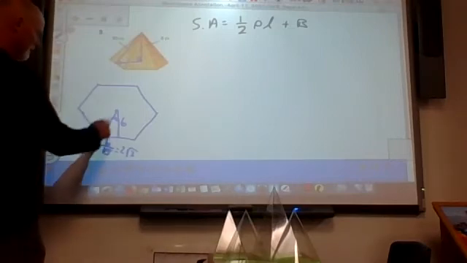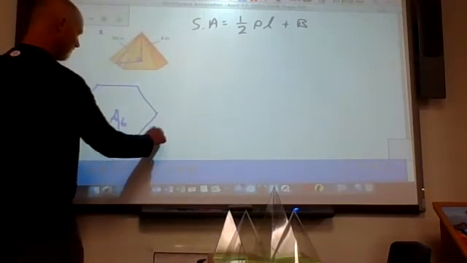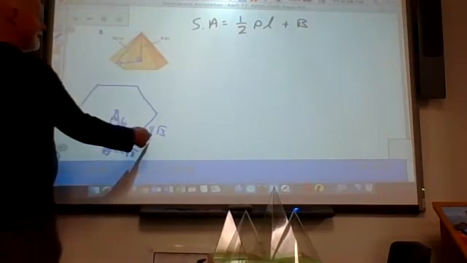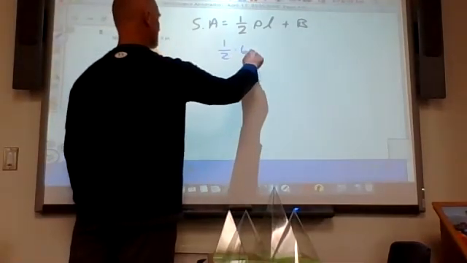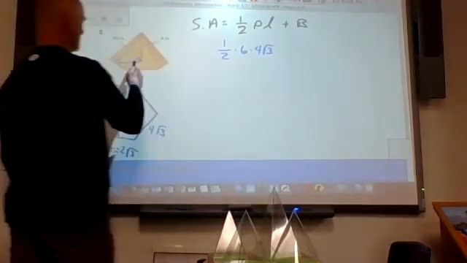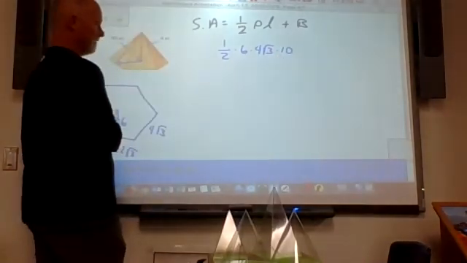Which tells me that a full length of this would be 4 radical 3. So for the perimeter of the base, 6 times that. So 1/2 times 6 times 4 radical 3, all times the slant height, which is 10. That would give me the lateral area.